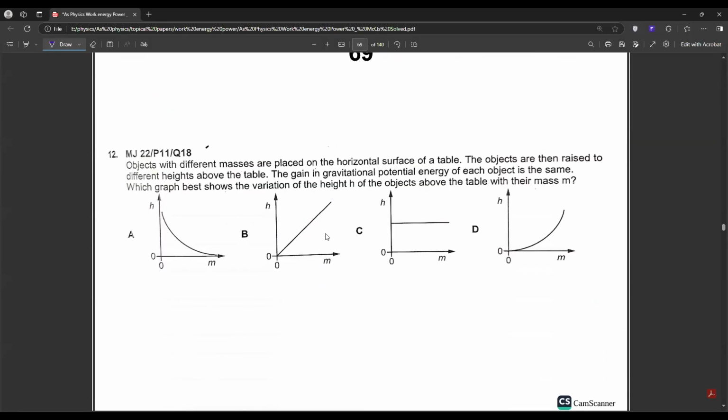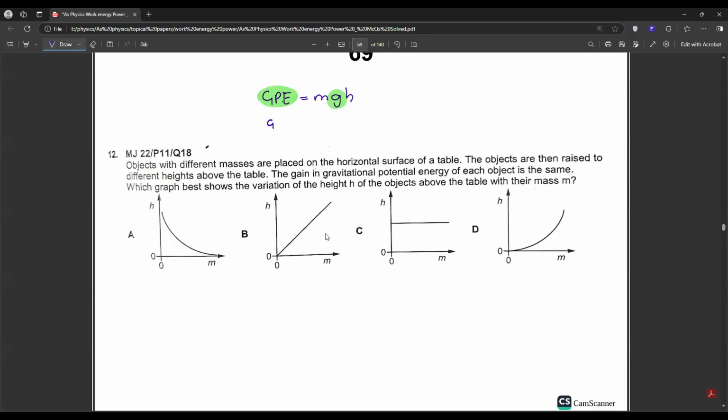Okay, objects with different masses are placed on a horizontal surface on a table. The objects are then raised to different heights above the table. The gain in gravitational potential energy of each object is the same. Okay, so if I write the formula, gravitational potential energy is equal to mgh, this thing is constant for each of the systems. Perfect. How will mass and height relate? We also know that gravitational field strength is also constant. Okay. So if gravitational field strength is constant, gravitational potential energy is constant.